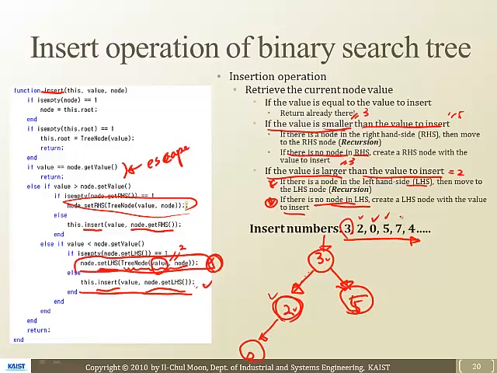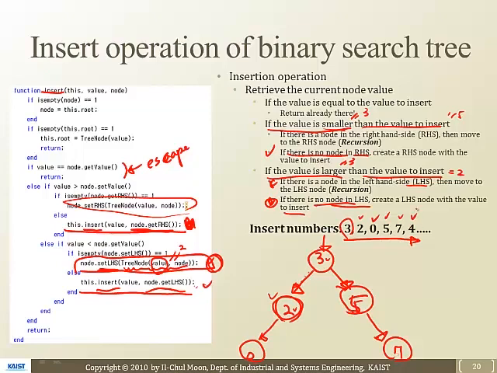And then what we have to do next is 7. 3 is smaller than 7, so we go to the right-hand side with this routine, doing the recursion to the right-hand side node. In the right-hand side, 7 is still bigger than 5, so we create the right-hand side node. So we create the 7 like this.